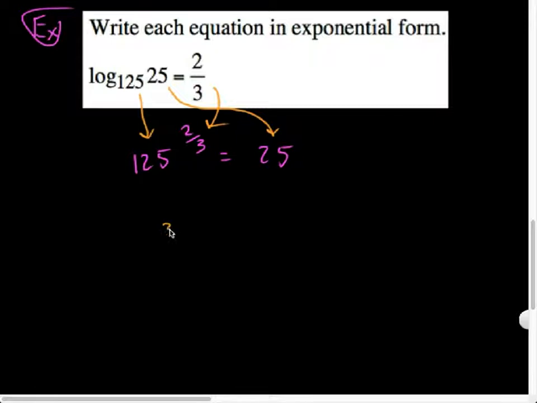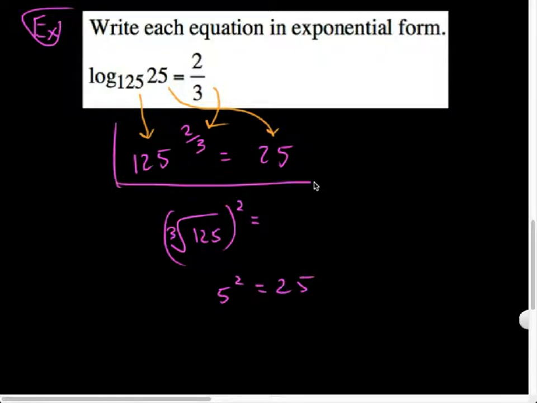So that's in exponential form, and if I wanted to verify this, I think you guys would agree, 2/3 power is the same as the cube root. So that's the same as the cube root of 125 all squared, and the cube root of 125 is 5, and 5 squared is 25. So just to verify that it's true. However, they weren't interested in that. They just wanted us to redo it like so. So let's do another one. Why not, shall we?